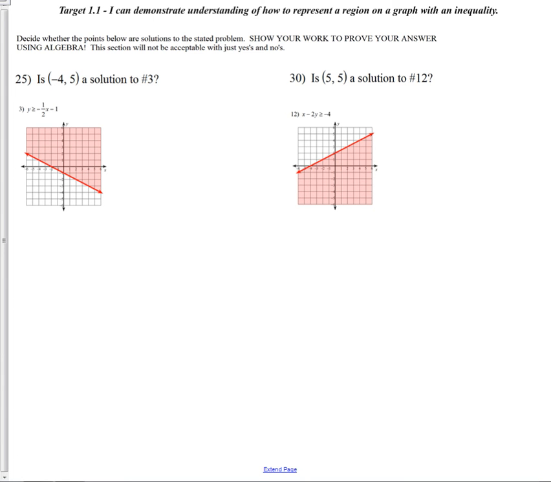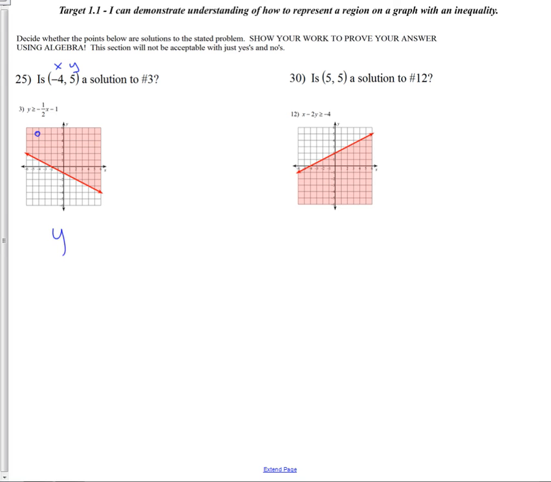It says, decide whether the points are solutions to the stated problem. We're going to show our answer using algebra. So this one is not acceptable, just yeses and nos. So let's look. (-4, 5). This is x, this is y. (-4, 5) is right there. So you would expect it to work. Now let's see if it does.